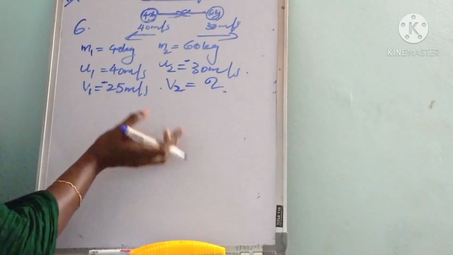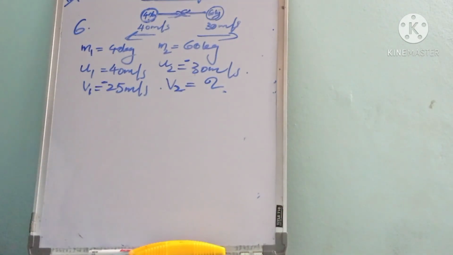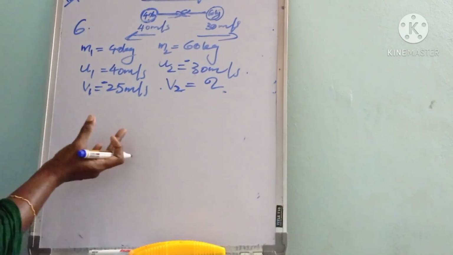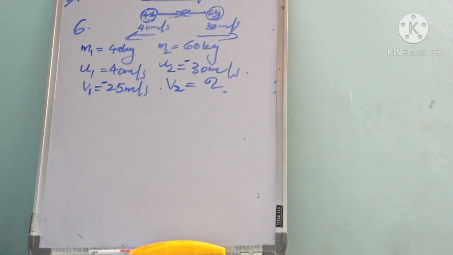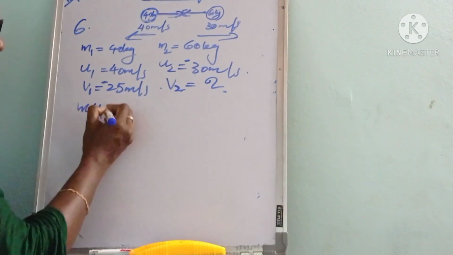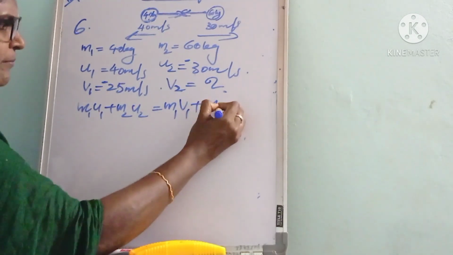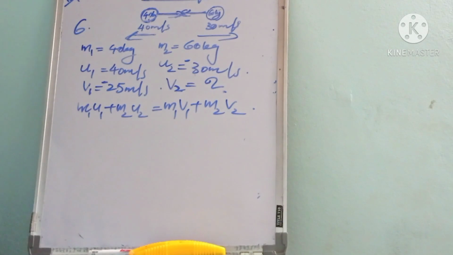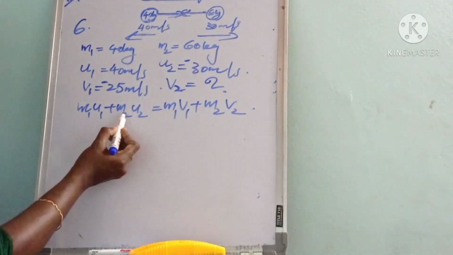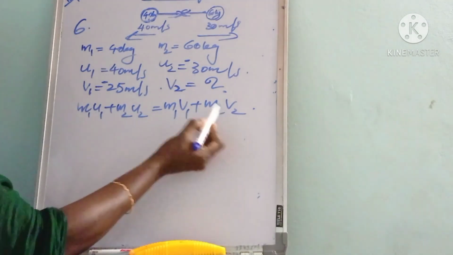Then here also we have to apply the law of conservation of momentum. That is, the total momentum before collision is equal to the total momentum of the two bodies after collision. Mathematically we can represent it as m1u1 plus m2u2 equals m1v1 plus m2v2. I think you have already learned this equation.